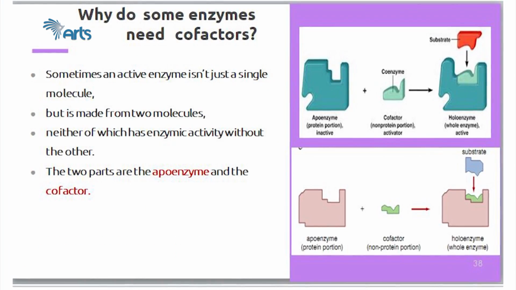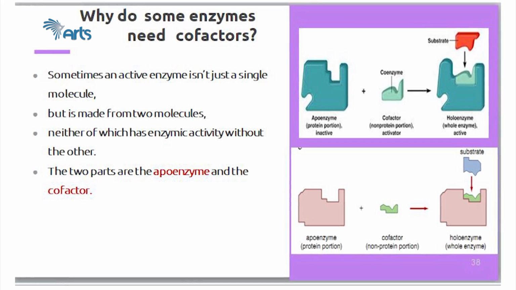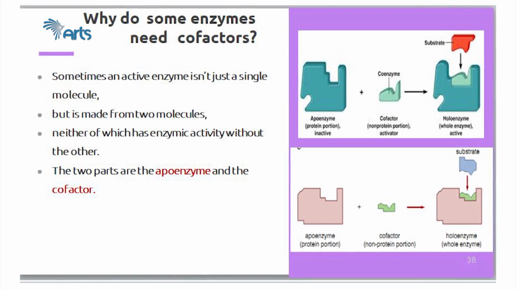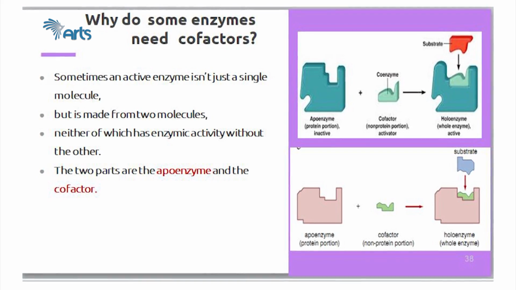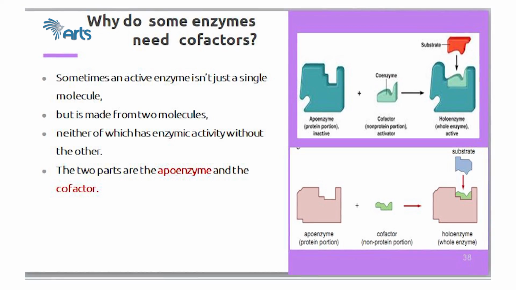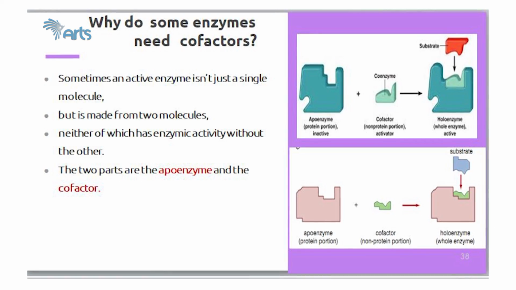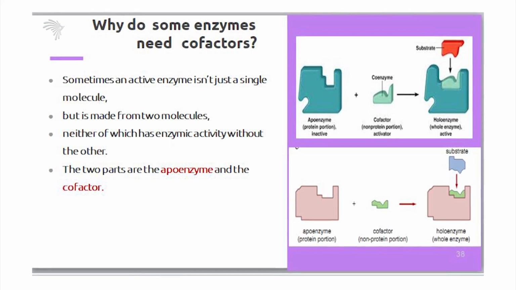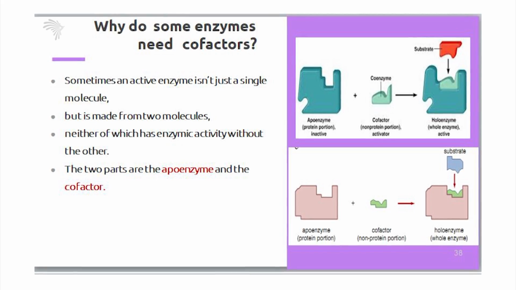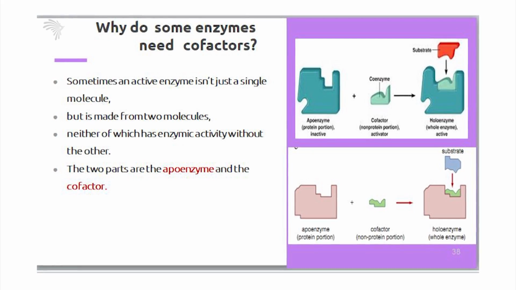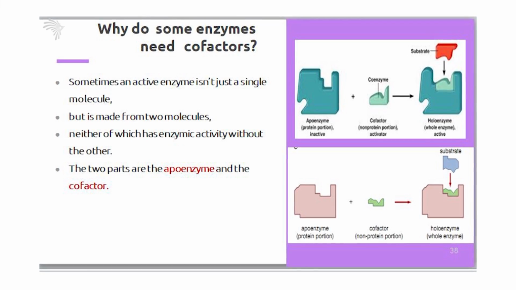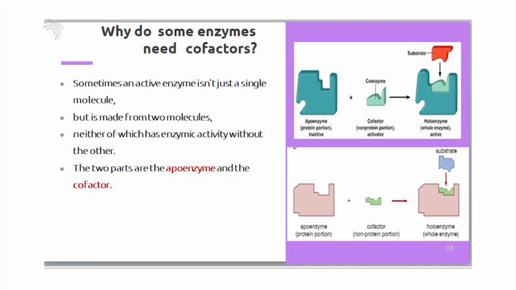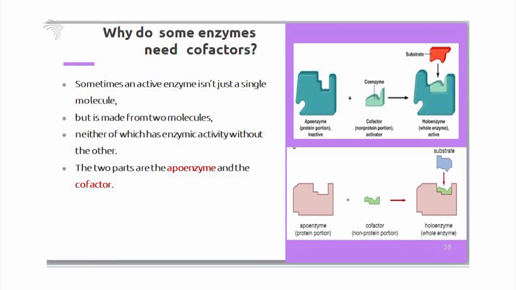When we proceed to the other point: why do some enzymes need cofactors? There are some enzymes that need chemical molecules to carry out their catalytic activity. Sometimes an active enzyme isn't just a single molecule, but is made from two molecules, neither of which has enzymatic activity without the other. The two parts are the apoenzyme and the cofactor. You can see on the right side of the slide the apoenzyme and the cofactor, and they bind together, then they can catalyze a reaction.